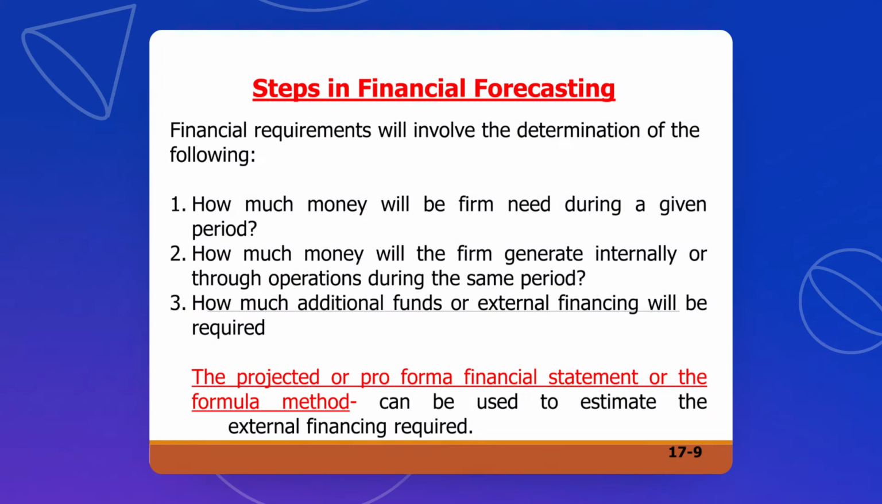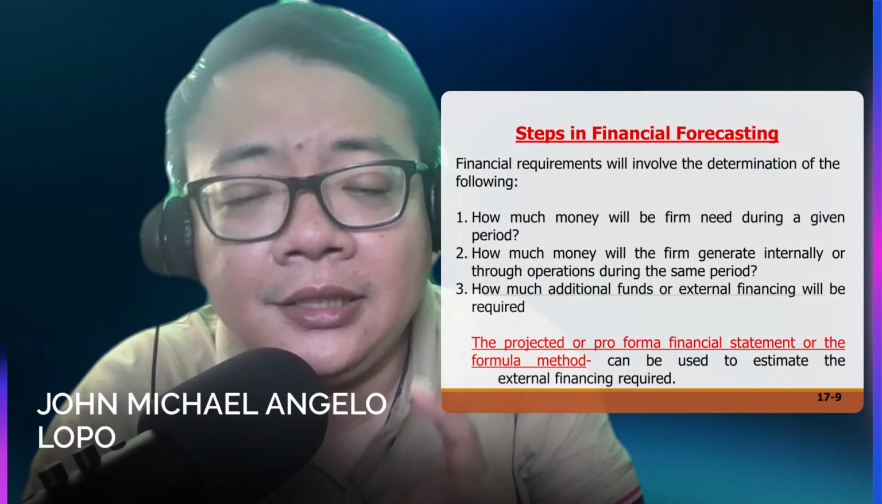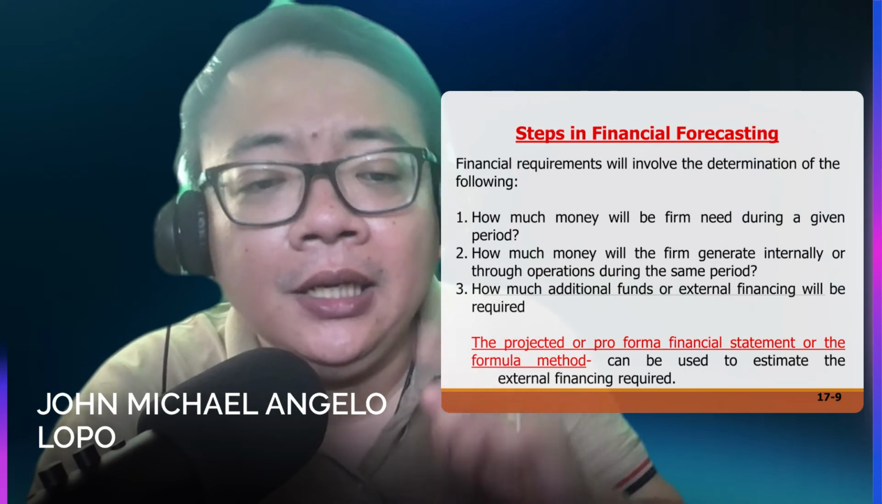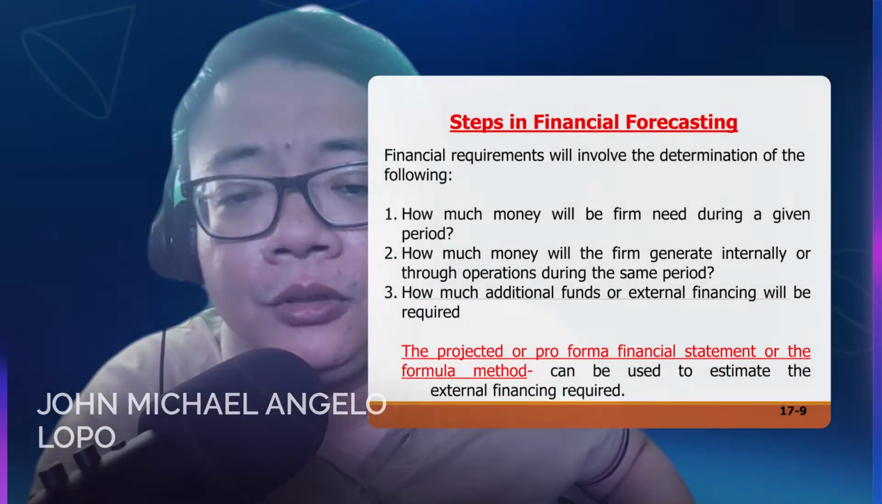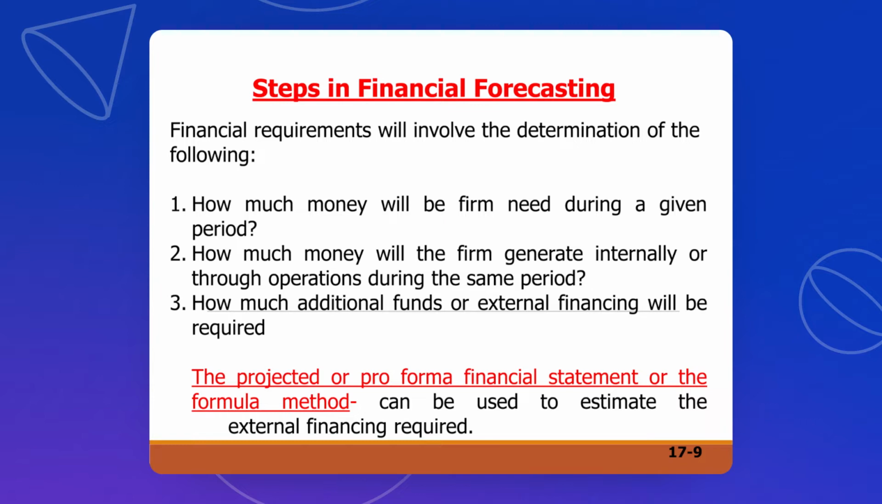So later, class, we will compute how the additional funds needed are computed. So the projected additional funds or external financing will be required. So class, when we say financial forecasting and financial planning, computing the additional funds needed will always be part of it. Okay? Please take note of that.